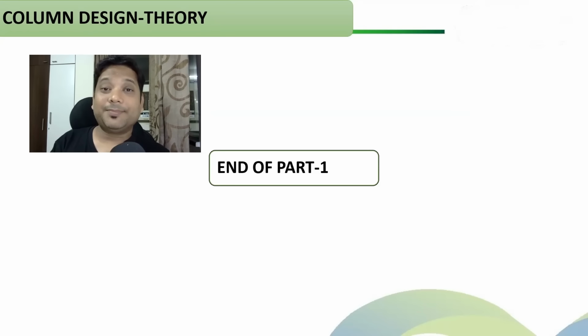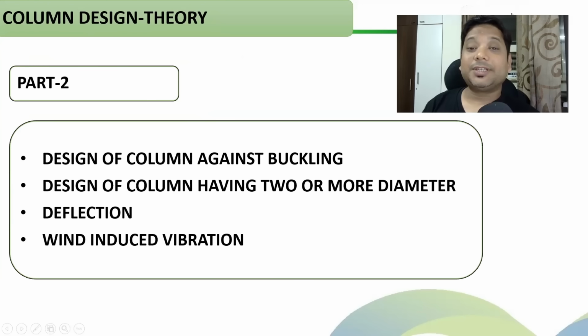This is the end of part 1, and I hope you learned something and clarified a few concepts. In the next part, we are going to see designing of a column against buckling. It's a very important concept. Then we are also going to discuss designing of a column having two or more diameters, like we saw in the figure. Then we are also going to talk about deflection calculation for a tall tower and wind induced vibrations. See you in part 2.